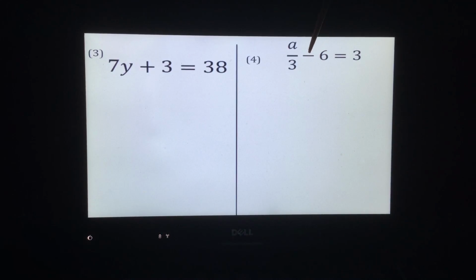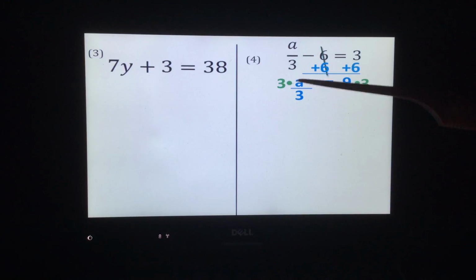So we've got to get rid of the 6 first. How do we get rid of a minus 6? Well, we're going to add 6 to both sides. This cancels these 6's over here, so that fraction is going to come down. We're going to have a over 3 come down, and then 3 plus 6 gets you the 9. Now we have a over 3. How do we get rid of dividing by 3? We multiply by 3 on both sides. You can see that the 3's cancel out. You're left with a equals 27.